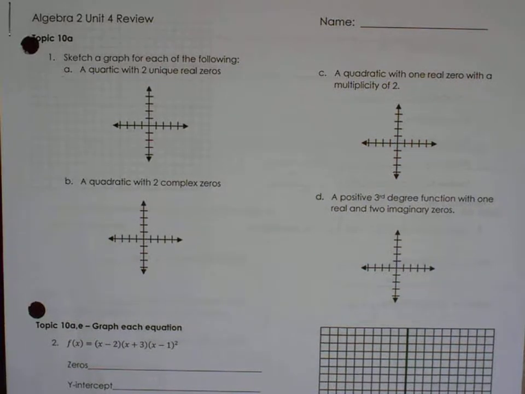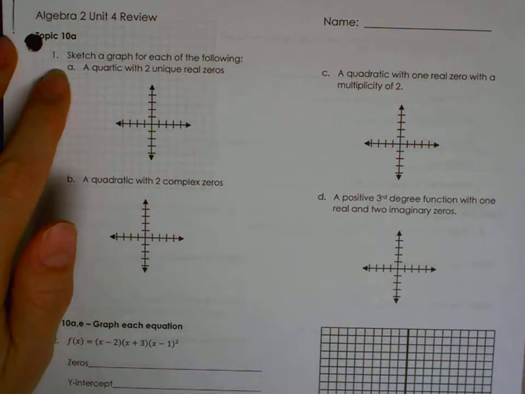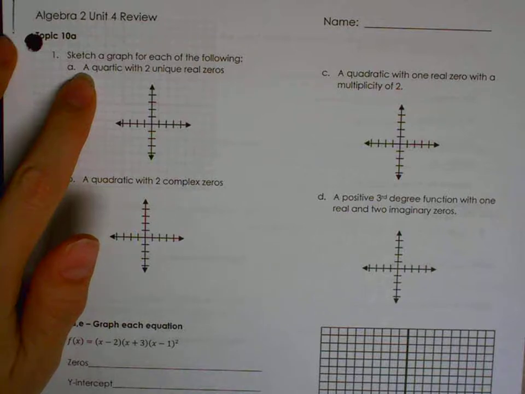Okay, this is the Unit 4 review packet, starting with topic 10A. So, first question is sketch a graph for a quadratic with two unique real zeros.